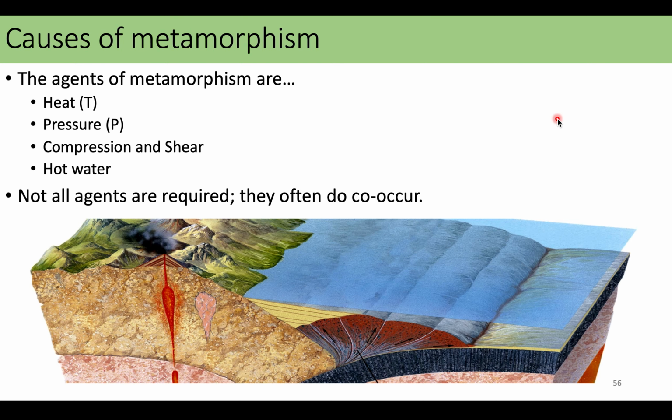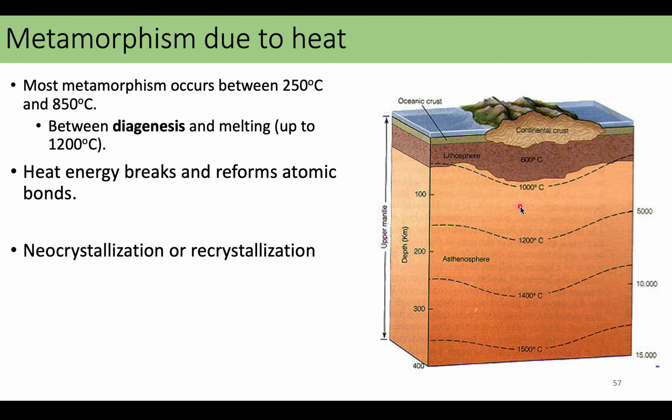Metamorphism can be caused by many things. The most common are heat and pressure, and they generally do happen together. High compression and shear can often also cause metamorphism, as well as hot water. We don't need all four of these to have metamorphism occurring, but they generally do happen together, or at least a combination of them. So I'm going to go through each of those examples.